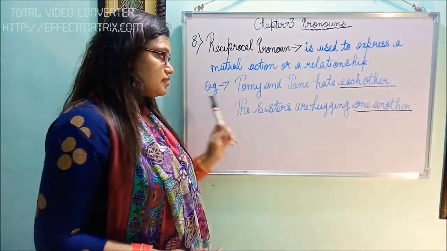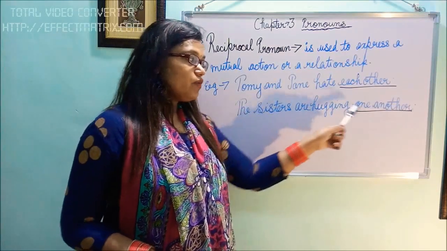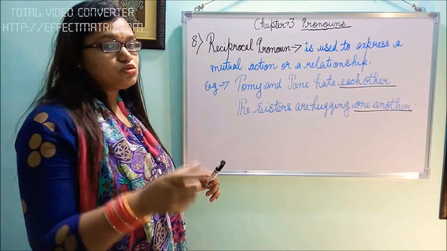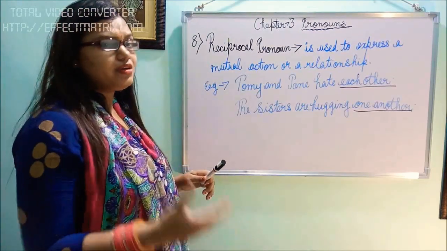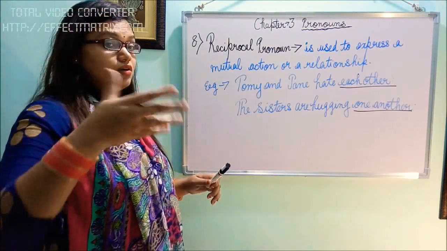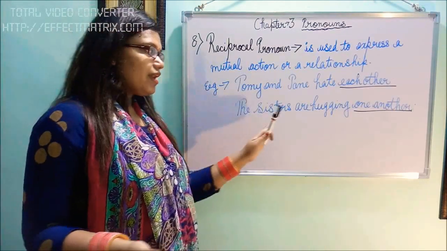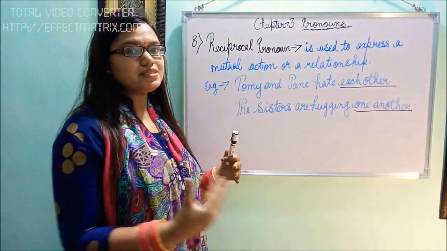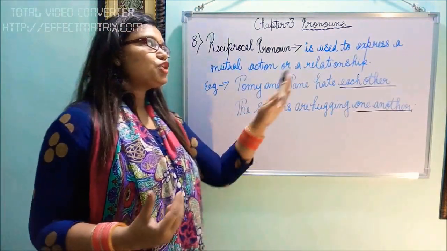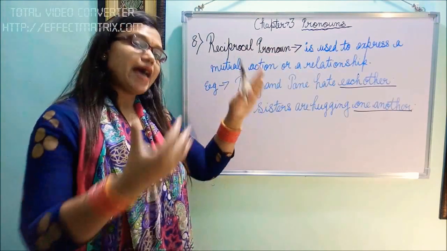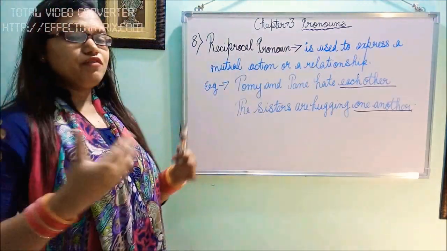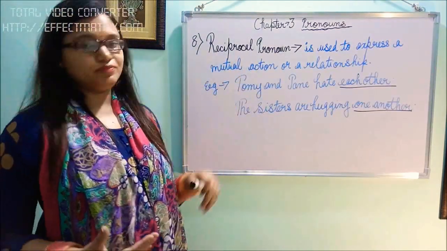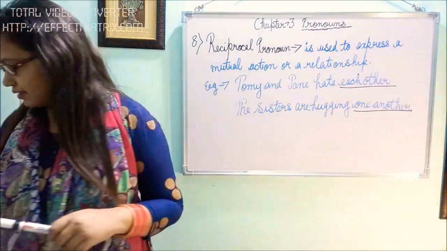Understand? Next is the sisters are hugging one another. So you don't know here about the sisters, whether one sister, two sisters or three are there. It can be more than two, or four also, five also. So they are hugging one another. Understand? Means mutual relationship, mutual understanding it is showing. The words which express the mutual action or mutual relationship, we call reciprocal pronouns. Understand?